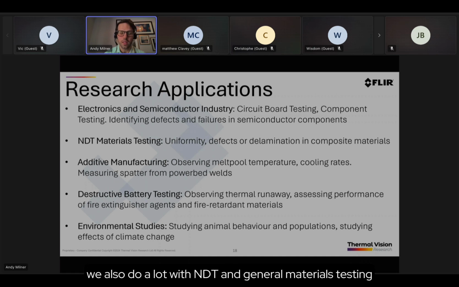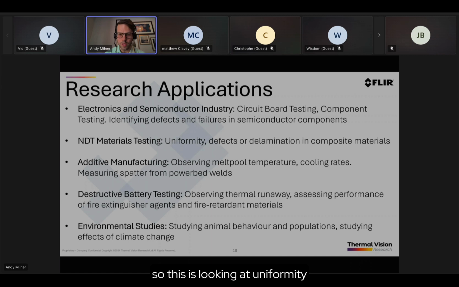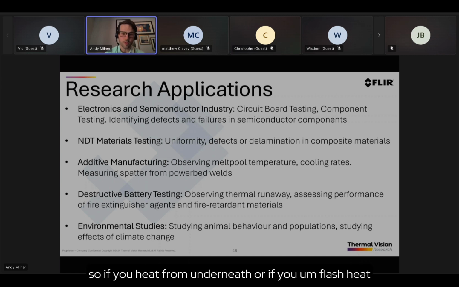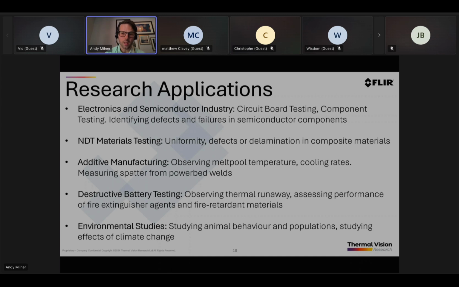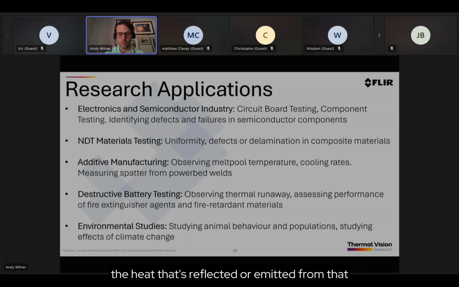We also do a lot with NDT and general materials testing. So this is looking at uniformity, defects in a composite material. We can see delamination as well. So if you heat from underneath, or if you flash heat at a material, the heat that's reflected or emitted from that, if there's a defect there, it will be different. And if a camera is sensitive enough, it will see that difference in the heat that's given off.